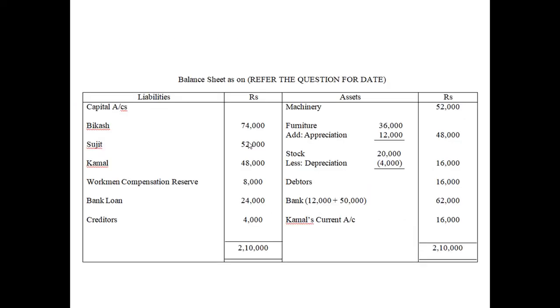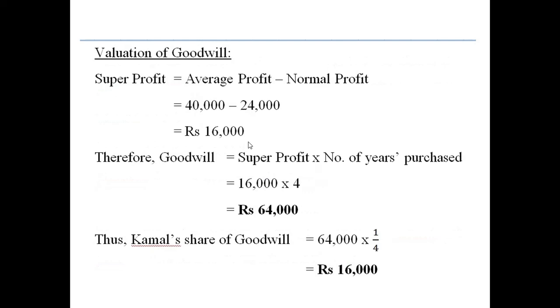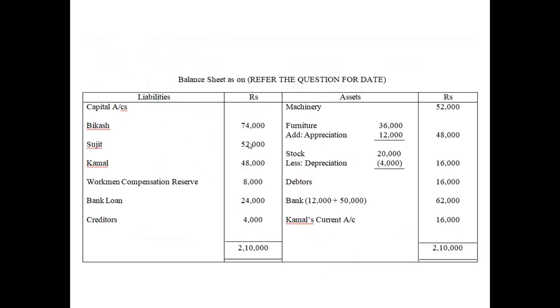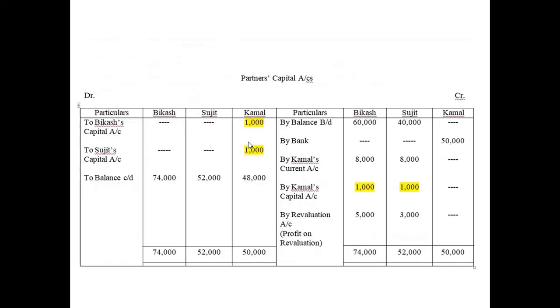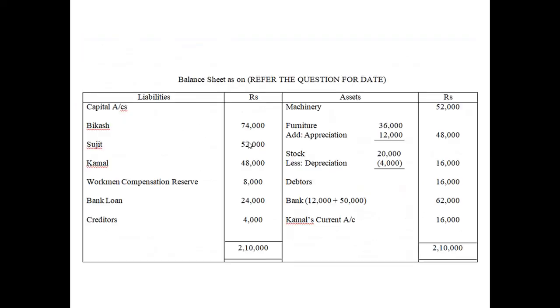Okay, and since Kamal was unable to bring any share of premium for goodwill, we have to open his current account. So this 16,000 will be transferred to his current account. And in this case, a new partner's current account will be present in the asset column of the balance sheet. And the balances of capital are extracted from the partner's capital account. You can see here 74,000, 52,000, and 48,000, which will be here in the liabilities column of your balance sheet.